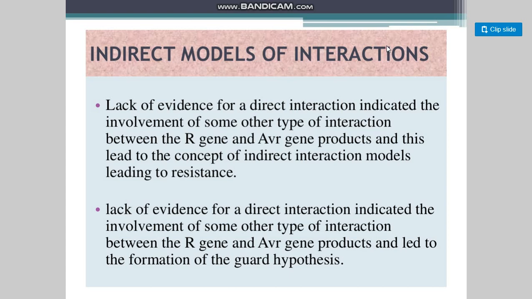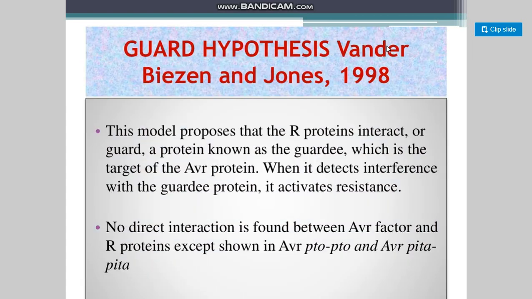Now the indirect models of interaction. The lack of evidence for a direct interaction indicated the involvement of some other type of interaction between the R gene product and the AVR gene product, and this led to the concept of the indirect interaction model leading to resistance.